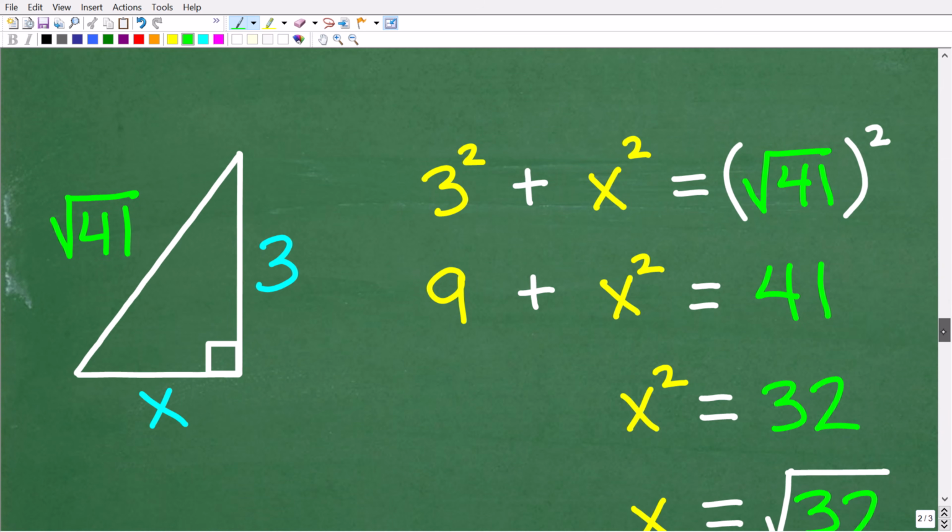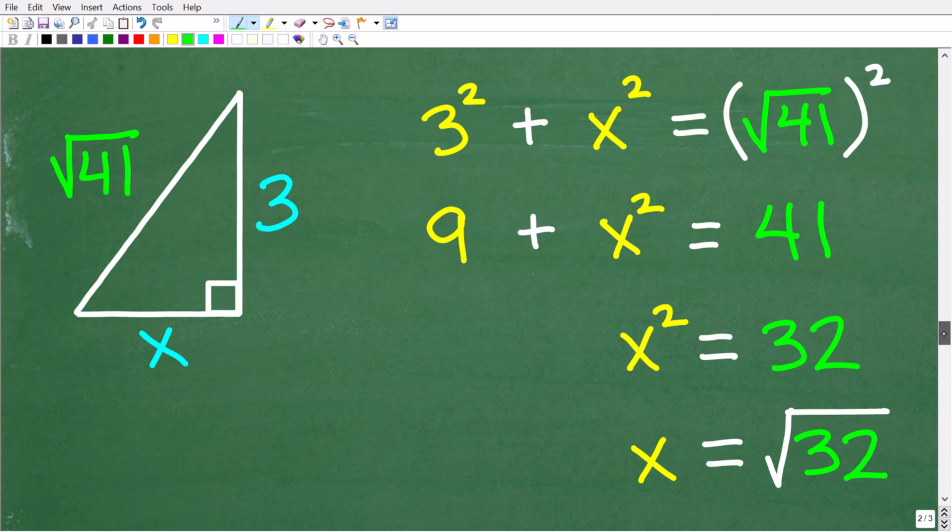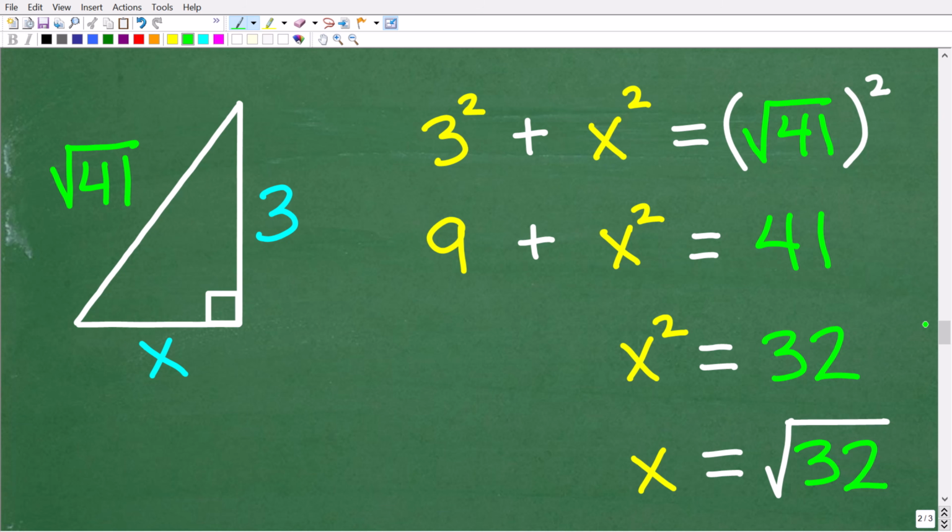And again, what we have to do is simply follow the Pythagorean theorem and let the algebra lead us where it's going to go. So when we set up the Pythagorean theorem, it's going to be x squared plus 3 squared is equal to the square root of 41 squared. Okay, so you have to be very careful here.